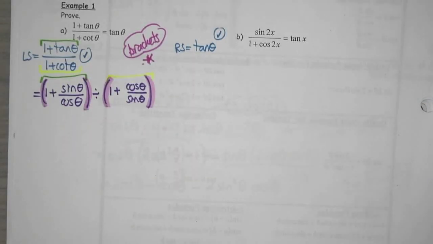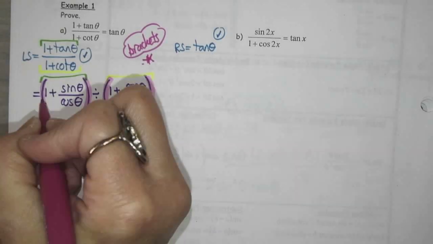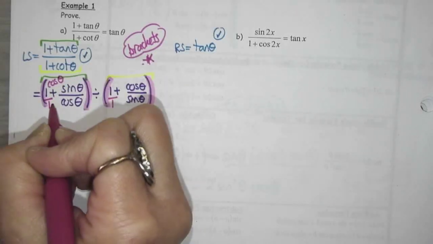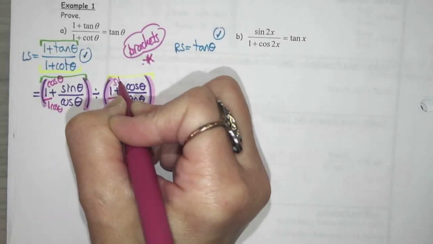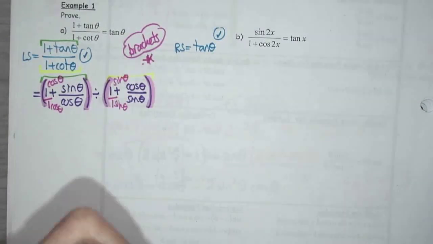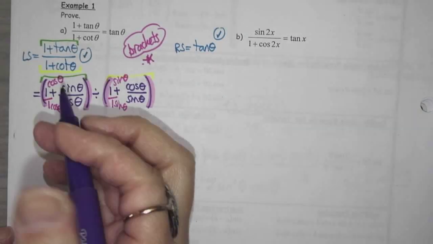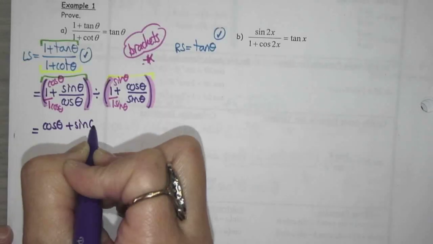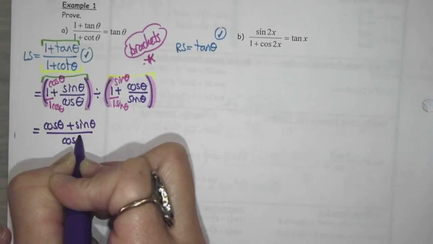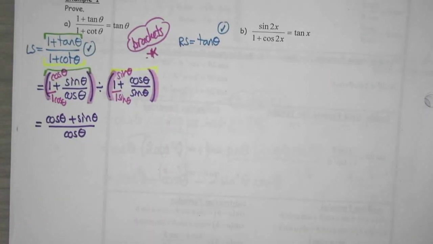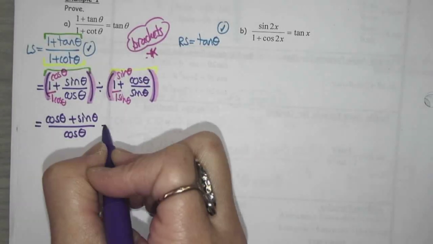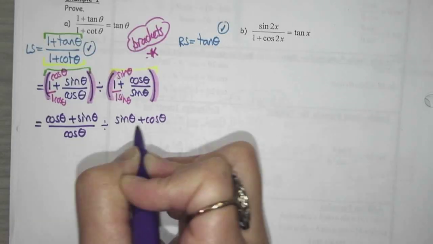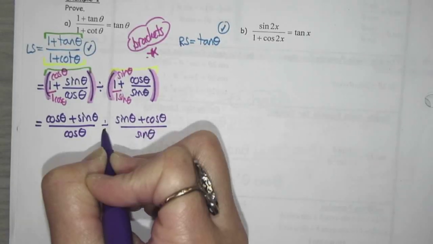Okay, then lowest common denominators. We're going to do over 1, over 1. This one would be cos, and this one's sine. You don't have to show me that. If on the next line, I can read it, and it will go cos theta plus sine theta all over cos theta. And then divided by, and this would be sine theta plus cos theta over sine theta. Good?